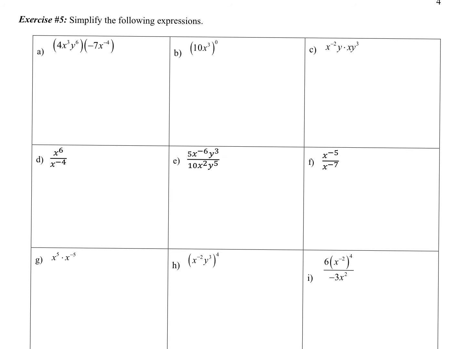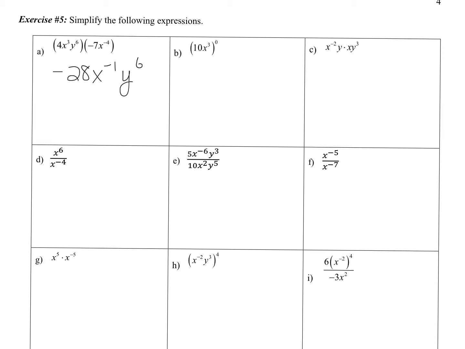On this page, we're going to be applying the rules we just learned. So first off, we see that we are multiplying two monomials on the first one, so that's going to give you negative 28. We add the exponents, so I have x cubed and x to the negative fourth. If I add those exponents, I get negative 1, and then there is nothing else with the y, so it just stays y to the sixth.